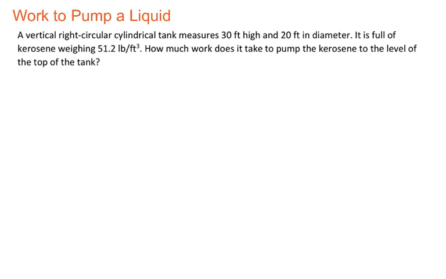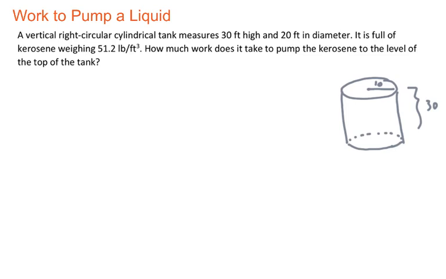So let's think about what we're dealing with here. We have a right circular cylindrical tank. So right circular cylinder. We know that it has a radius of 10, since the diameter was 20, and a height of 30. So let's think about this.